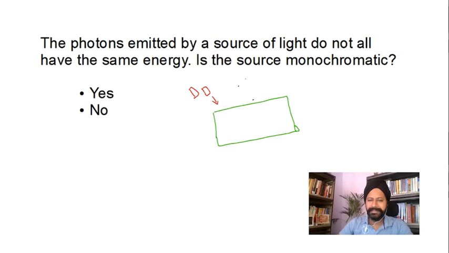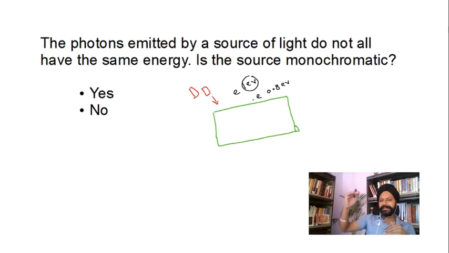So maybe this electron which came out with 1 electron volt of energy was the surface electron, and this was deep buried inside, and it had 0.8 electron volts, let's say, right? Because it needed more energy. So maybe the photons have the same energy, but the electrons were either surface electrons or inside electrons. So in that case, it is monochromatic, but may not be monochromatic.